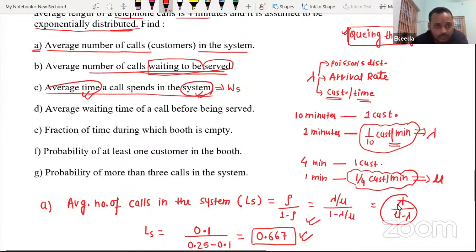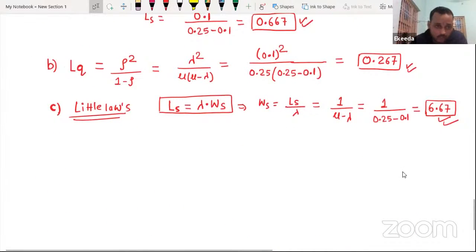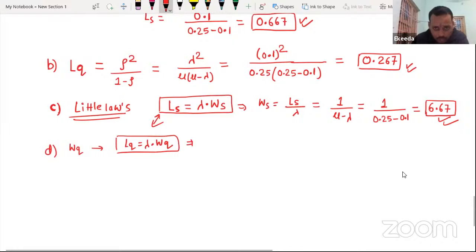Now the D part, again average waiting time, of a call being served. They are asking about WQ, since waiting means they are waiting in the queue. So again we can use Little's law: LQ equals lambda into WQ. Both are the same, for system and queue only. So here WQ is going to be LQ upon lambda.